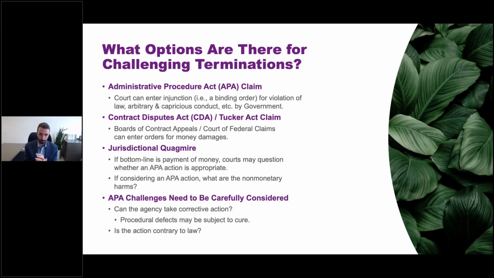The Court of Federal Claims has jurisdiction through something called the Tucker Act. The CDA runs through the Tucker Act. I don't want to get into the jurisdictional stuff. That's fun for lawyers. It's not really fun for anybody else.